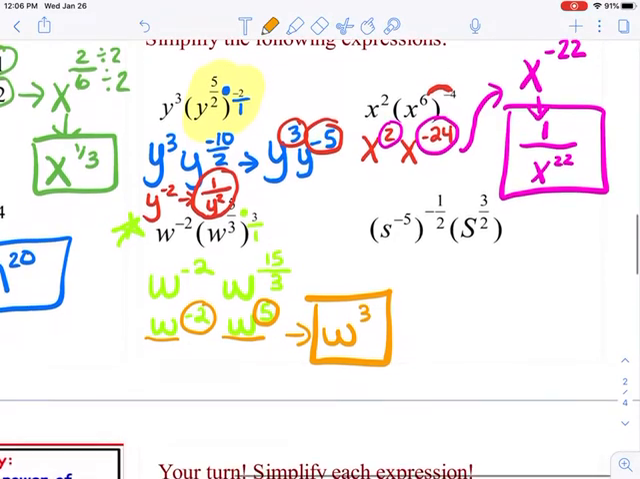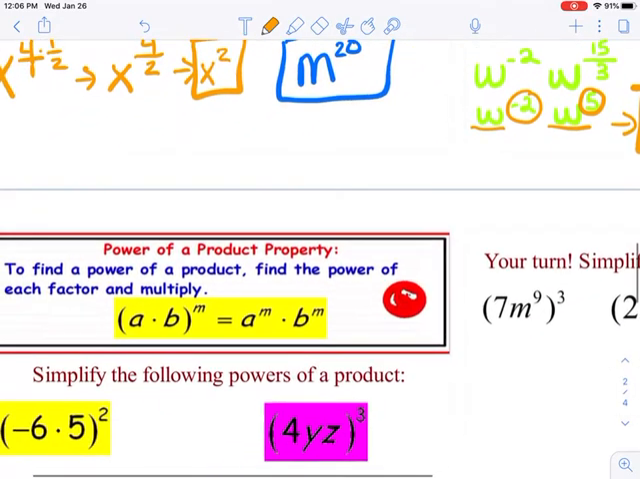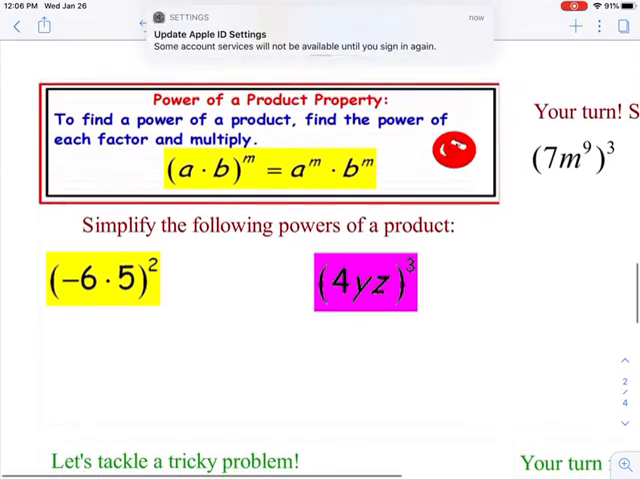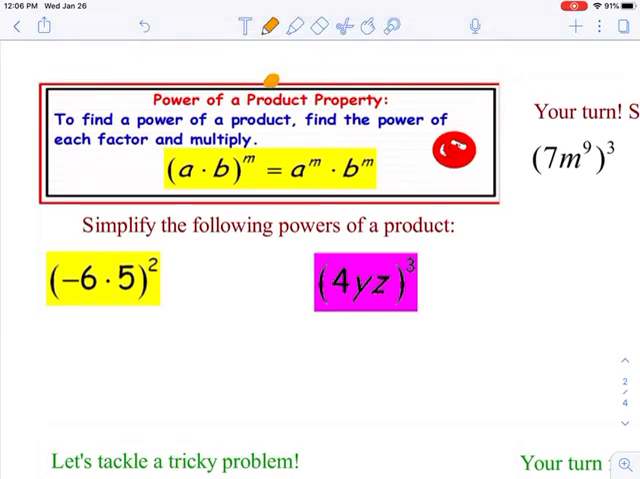All right, moving on to our next rule. This is our last new rule for today. It's the power of a product property. Remember, product in math means multiplication. So power of a product, meaning we're raising some product, some sort of multiplication, to some power. And what that says is if I have something in the parentheses multiplied raised to some power, I can basically just do kind of like the distributive property, right? And I can distribute it to both of those terms.